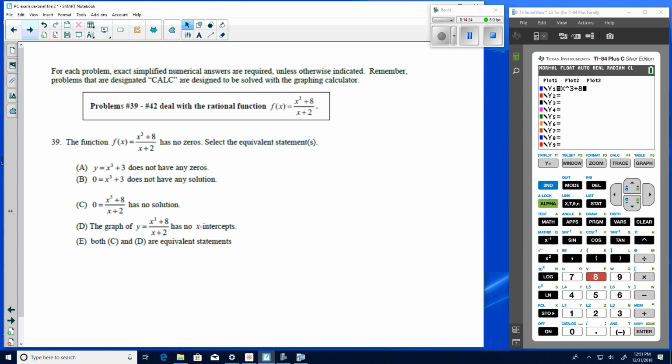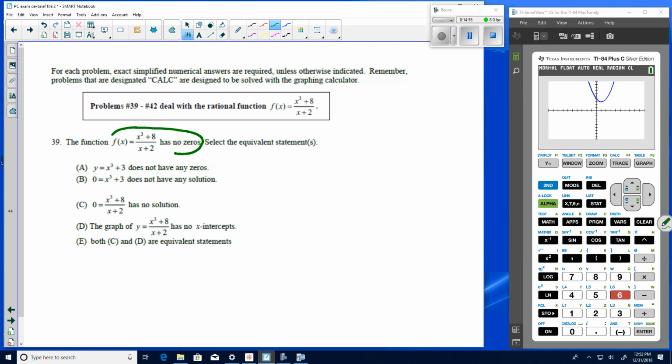Okay, number 39. This function has no zeros. By the way, since we're working with it, let's go to our calculator and dump it in here. We've got x cubed plus 8 divided by x plus 2. Okay, x cubed plus 8 divided by x plus 2. Here's the graph, standard window. And sure enough, it has no zeros. Remember, zeros of a function is the same as x-intercepts of the graph. This does not touch the x-axis.